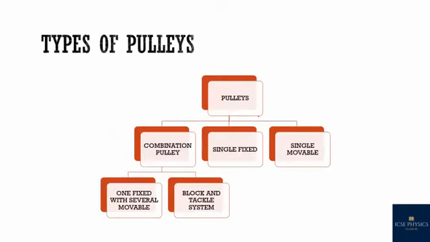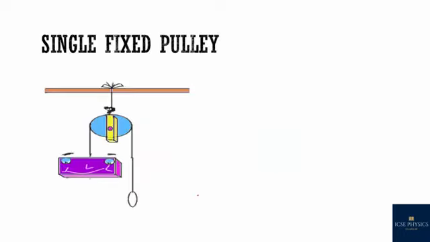Let's see the types of pulleys. Pulleys can be designed in various types. One, single fixed pulley, second, single movable pulley, then combinations of pulleys are possible. There are two combinations which we will study here. One is one fixed pulley with several movable pulleys, and the other is a block and tackle system. So let's see these types of combination.